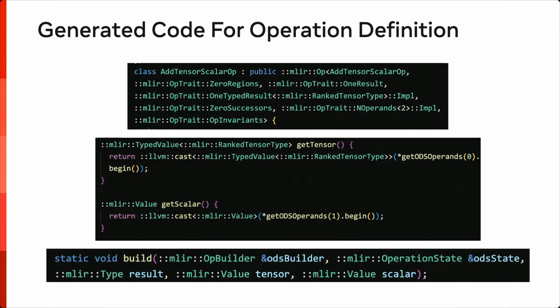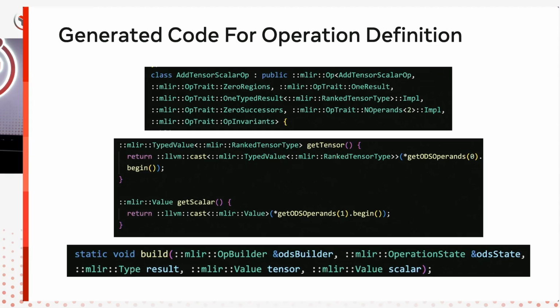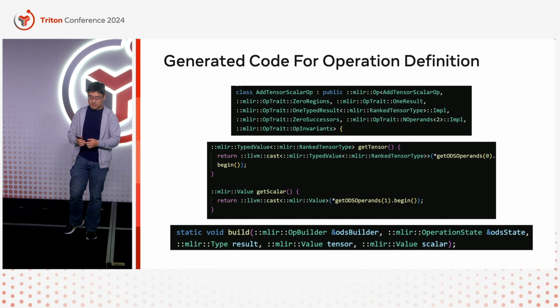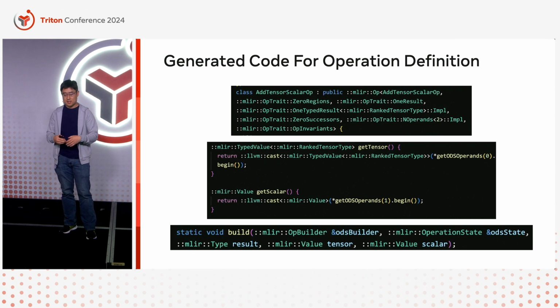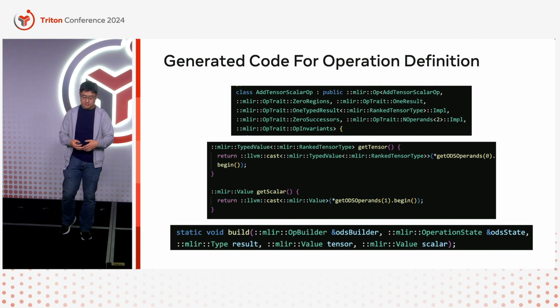TableGen also generates handy functions for us to work with the operation. We have nice getter functions, for example, getTensor and getScalar, that help us to grab the value that each add_ts operation uses. And lastly, there's a handy function at the bottom of the screen that shows you how we build a new add_ts operation. To build this new operation, besides the boilerplate, we just need to specify the type of the result and the two values, the tensor and the scalar, and that's essentially all it takes.